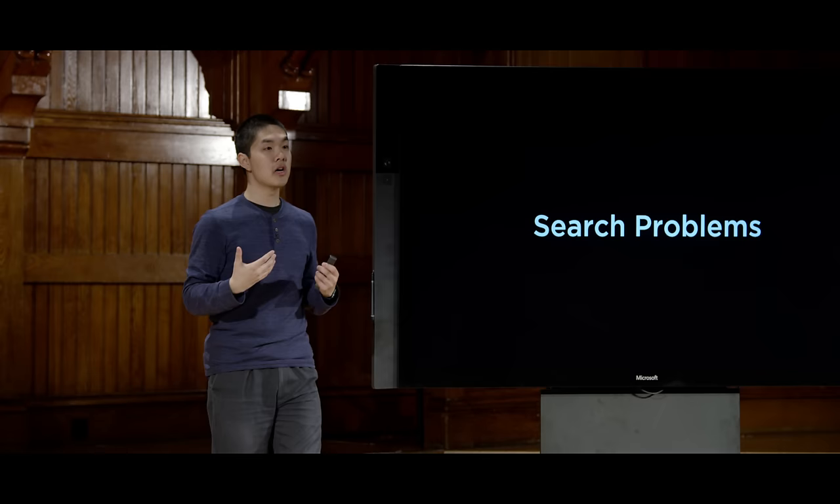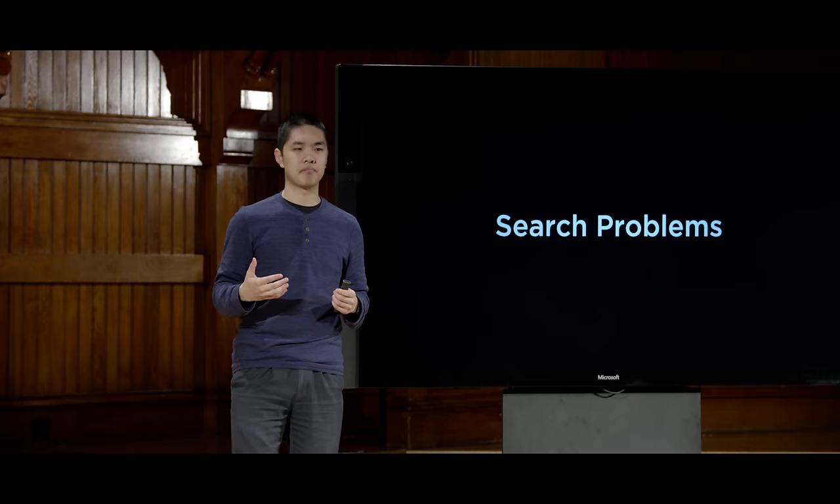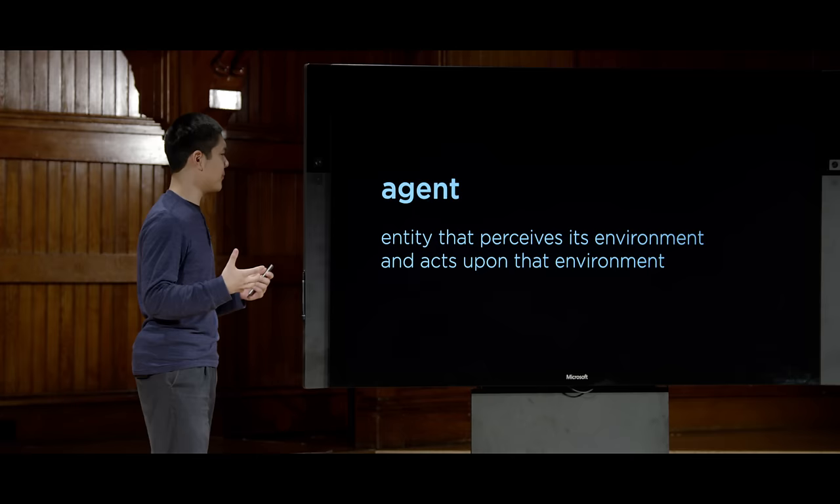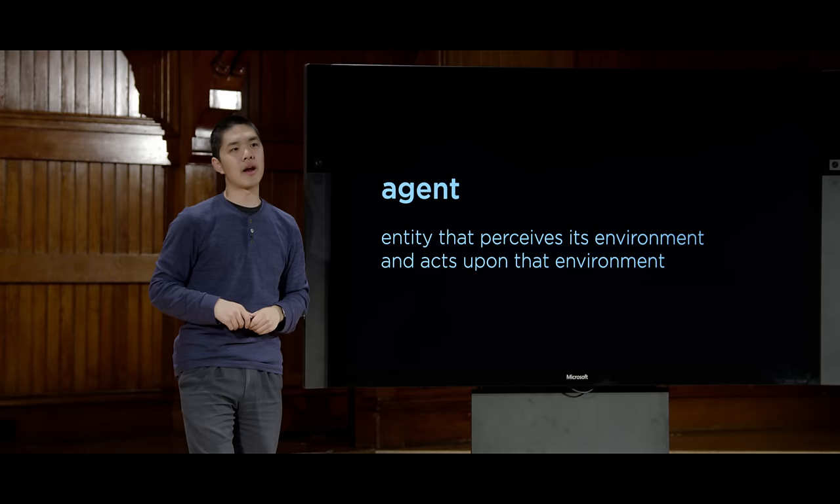So we'll start our conversations today by thinking about these types of search problems and what goes into solving a search problem like this in order for an AI to be able to find a good solution. In order to do so, though, we're going to need to introduce a little bit of terminology, some of which I've already used. But the first term we'll need to think about is an agent. An agent is just some entity that perceives its environment. It somehow is able to perceive the things around it and act on that environment in some way.